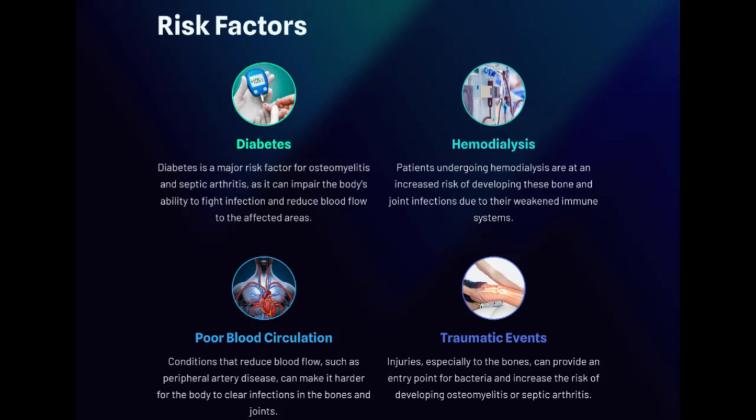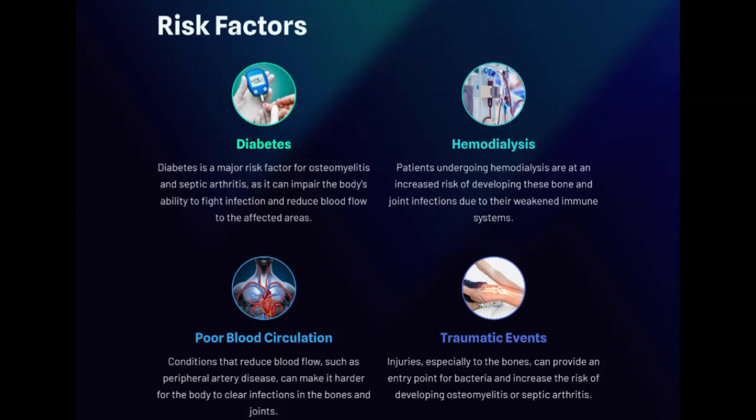Poor blood circulation, a hallmark feature of conditions such as peripheral artery disease, poses a formidable challenge to the body's innate ability to combat infections in the bones and joints. Diminished perfusion compromises the delivery of immune cells and antimicrobial agents to the affected sites, perpetuating the inflammatory cascade and exacerbating the risk of chronic or recurrent osteomyelitis and septic arthritis.